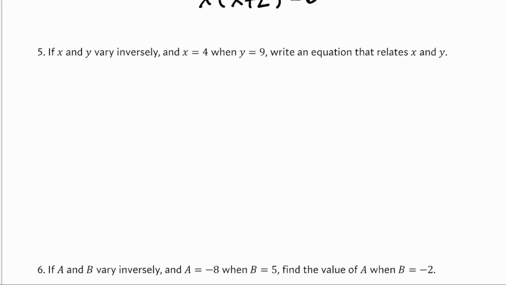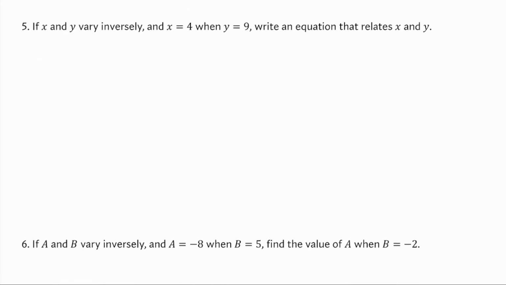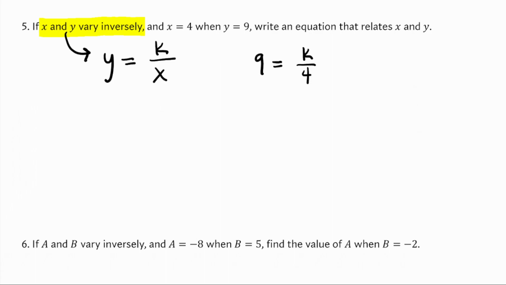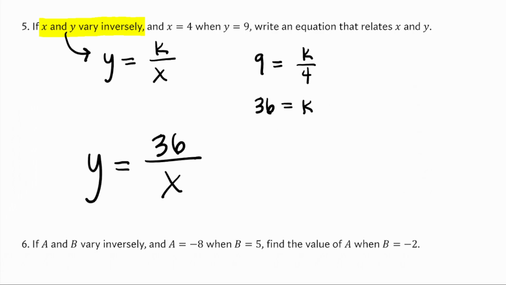The last two are just some inverse variation situations. So the first one's asking for an equation that relates x and y. So if they tell me that x and y vary inversely, that means automatically that y equals k divided by x, where k is just some number that we can find given just a little bit of information. So if they say x equals 4 when y equals 9, I'm going to say 9 is equal to k divided by 4, and I can solve for k. So multiply both sides by 4, and I'll say 9 times 4 is 36, is equal to 4k over 4, though that's just k. I've got k equals 36, so my equation relating y and x is y equals 36 divided by x.